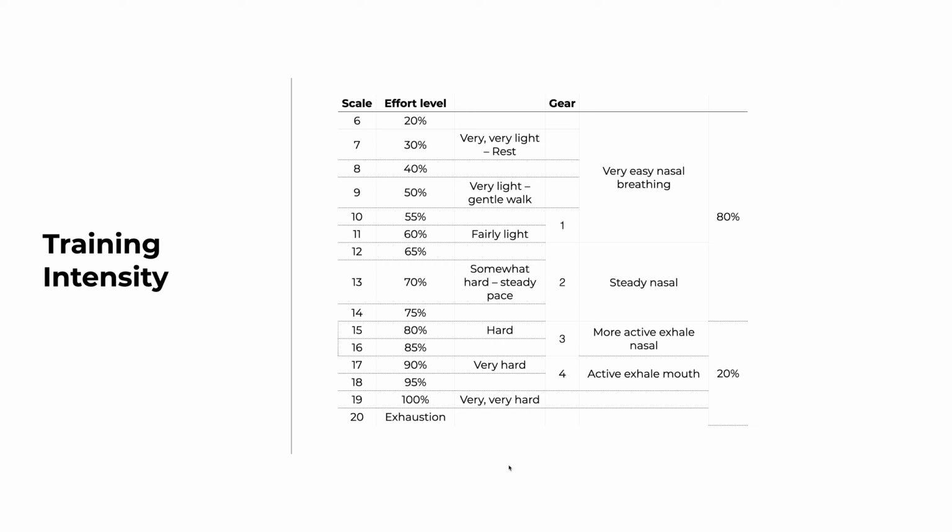Here's a table. I've just popped all of that in a little table there for you. So that if you just look at it in one place, you can see the scale, the effort level, and the wording in the middle, the very, very light, gentle walk. All of that is official wording, if you like, of the Borg scale.